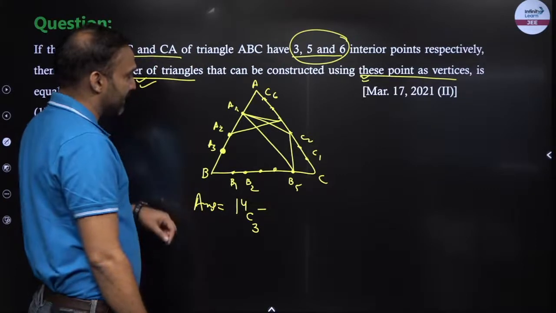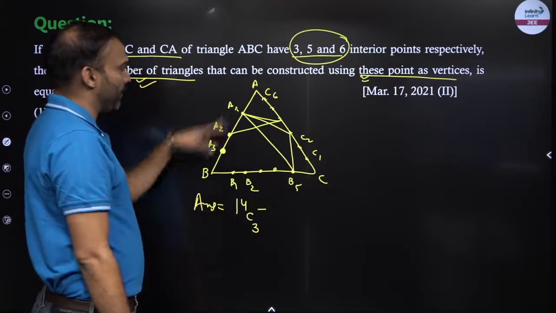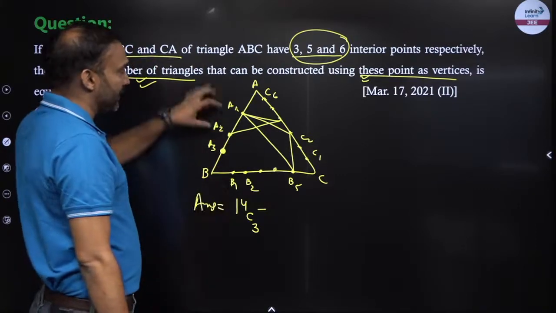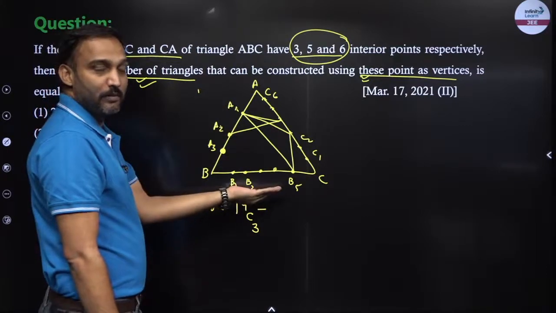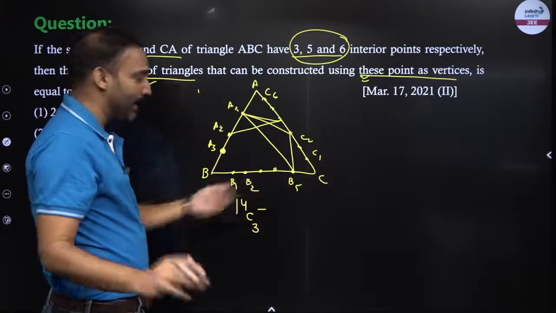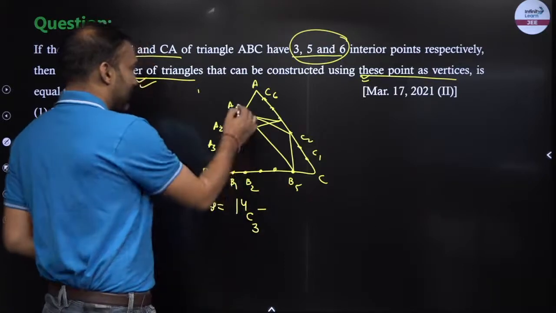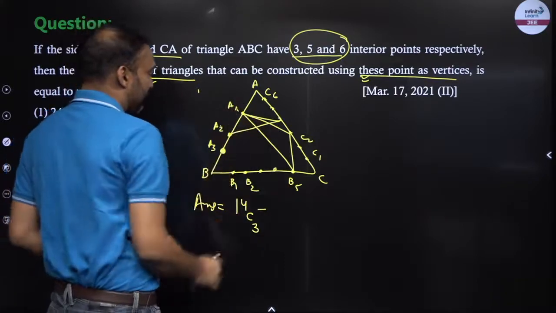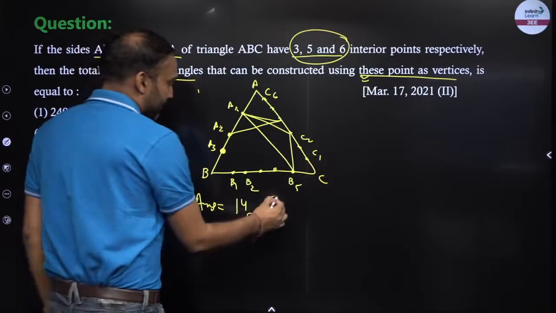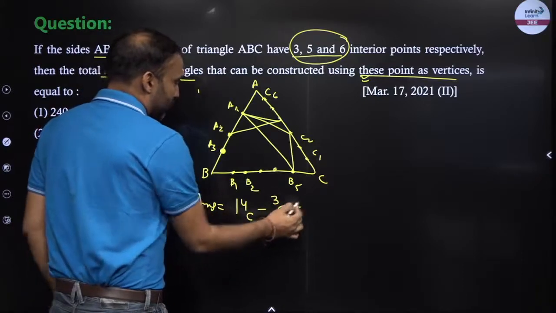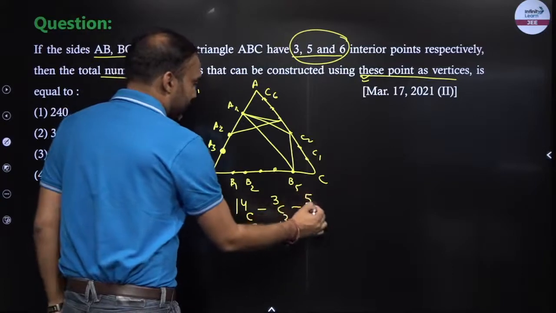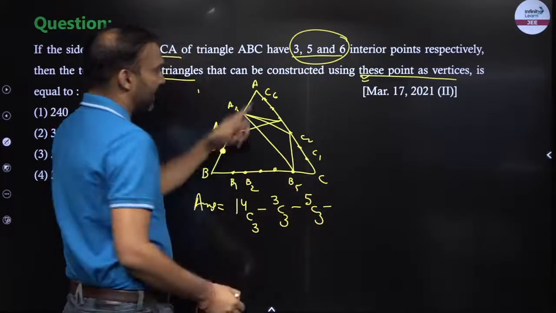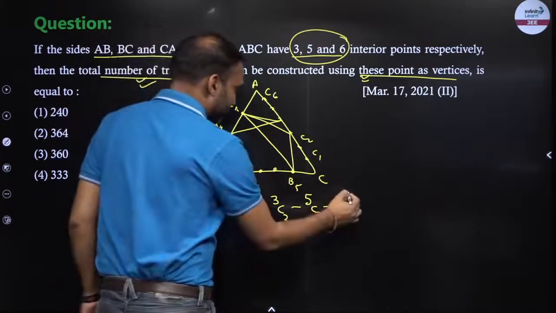What cases? In 14C3, I have counted all of them. So there might be a case where I have selected only the 3 A's, or I have selected 3 points from the B's. Then I get a straight line, not a triangle. So I have to subtract those cases. First, I will subtract those cases when I have got 3 points from A: 3C3. Those cases when I have got 3 points from B: 5C3. Those cases when I have got 3 points from C.